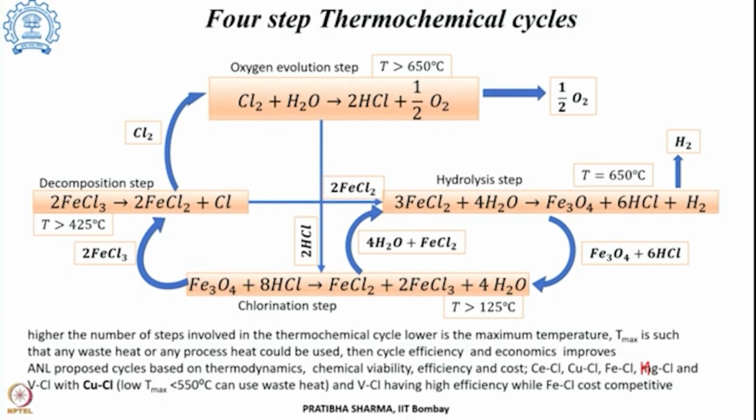Now, if we look at these cycles, the iron chlorine cycle that we have just now seen is economical, the cost involved is lower. For the vanadium chlorine cycle, the efficiency is higher, and for the copper chlorine cycle the required maximum temperature is lower, it is less than 550 degree centigrade, such that any of the waste heat from any industrial plant can be utilized for undergoing the copper chlorine cycle. So, that is the biggest advantage of this process.